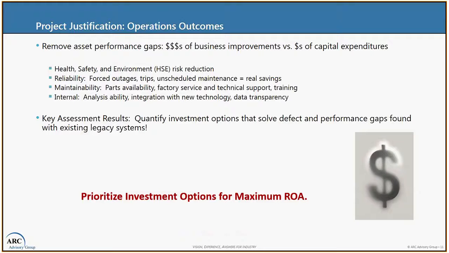Once the plant assessments are completed, it will be relatively straightforward to compare opportunities directly on your net present value or projected ROA. Project justification will come through these quantified improvements, such as removing the asset performance gaps. In other words, a large amount of business improvement value versus a small amount of capital expenditures.